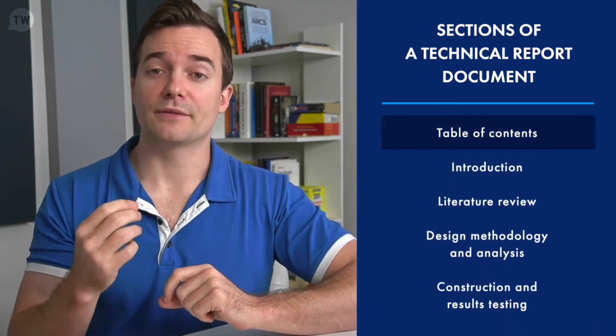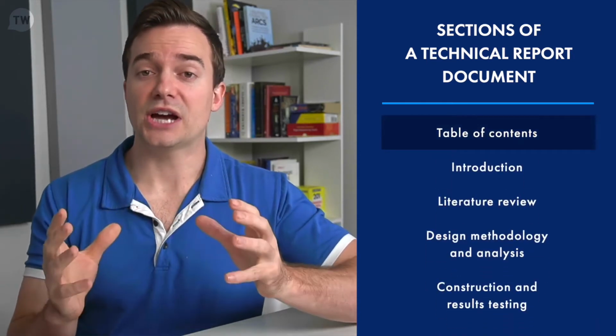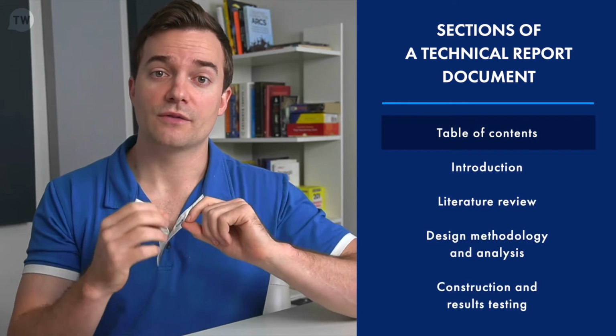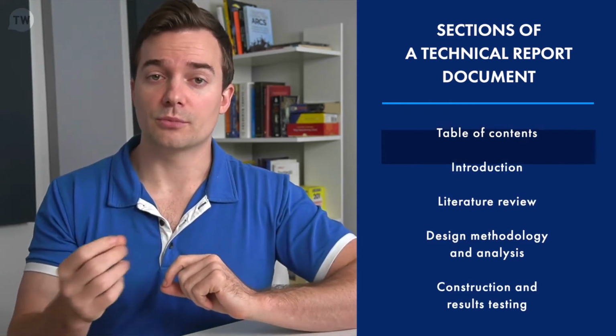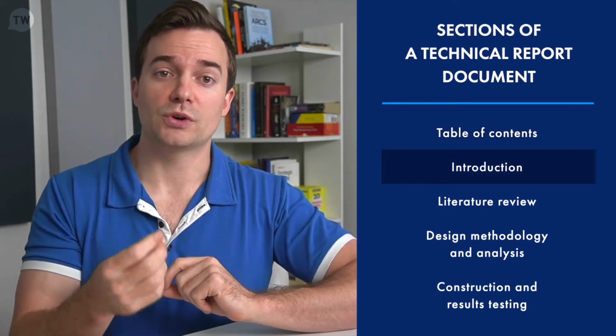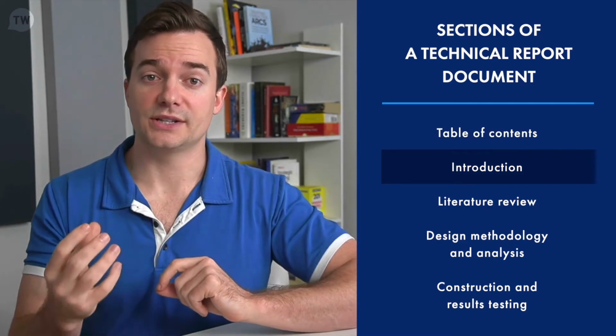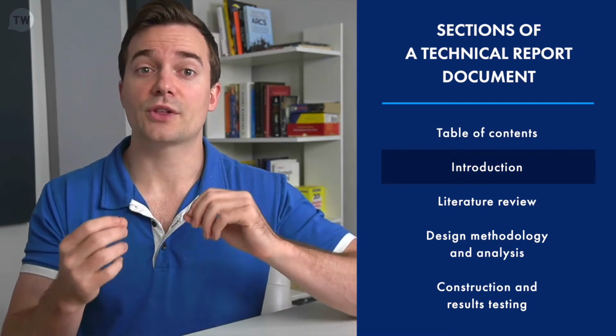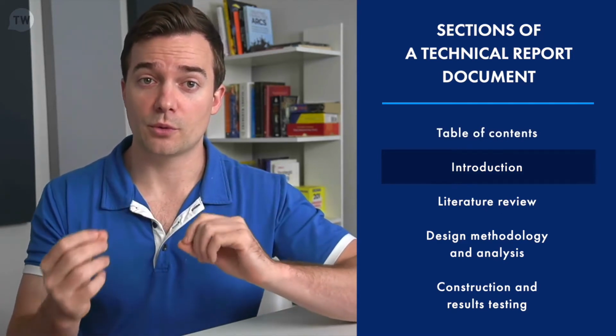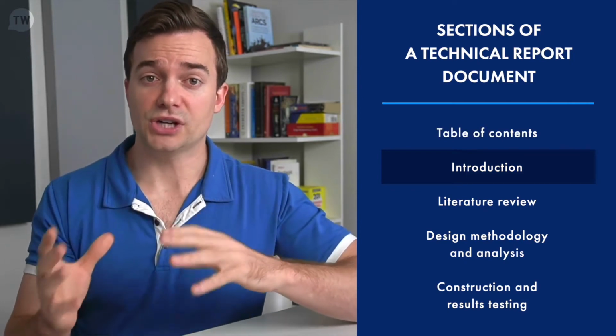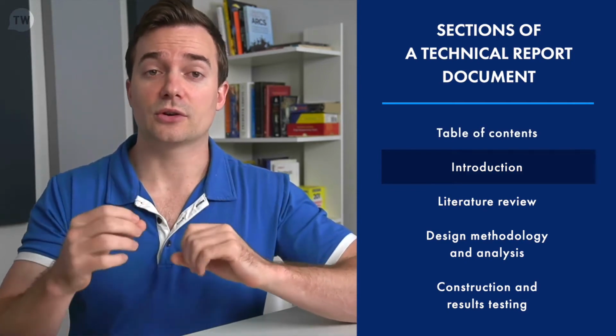Then we have the table of contents, which assigns each chapter and subchapter for easier navigation through the report. Then the introduction, which gives a brief overview of the contents of the document. And this is where the writer provides some context for the report, including its purpose, objectives, and the questions that the report will answer.